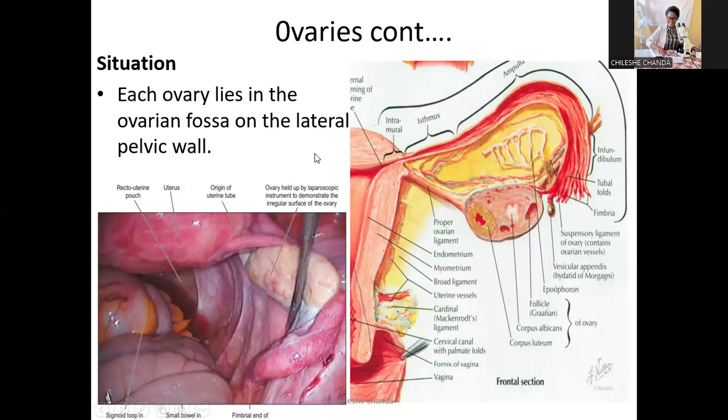All right. And so we are saying that each ovary lies in a space known as the ovarian fossa on the lateral pelvic wall. Okay, in a space known as the ovarian fossa. Like if you look at this diagram, we're looking at an actual picture of an abdomen that has been opened. This is a pelvic cavity. And we have the uterus over there.